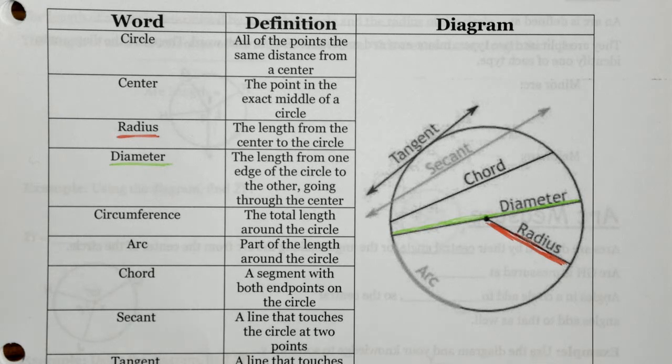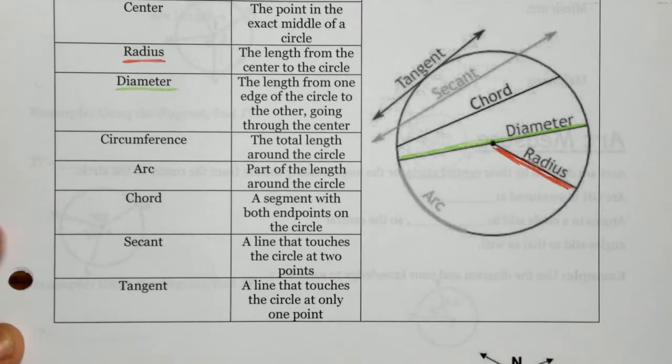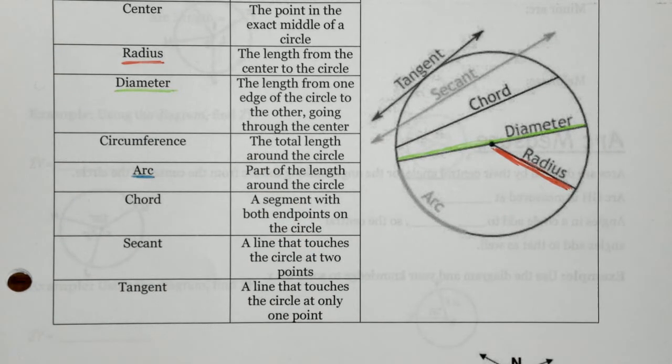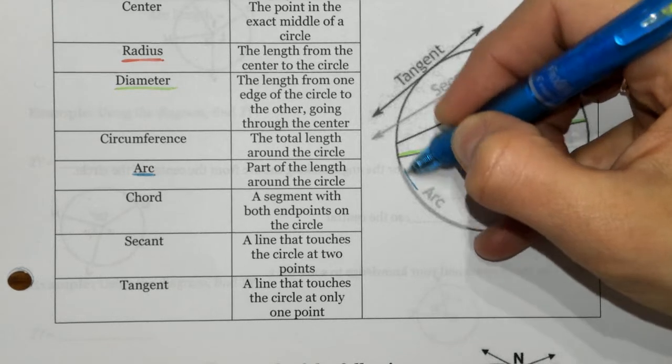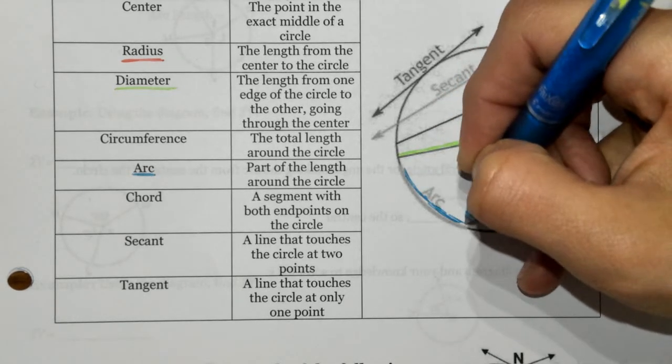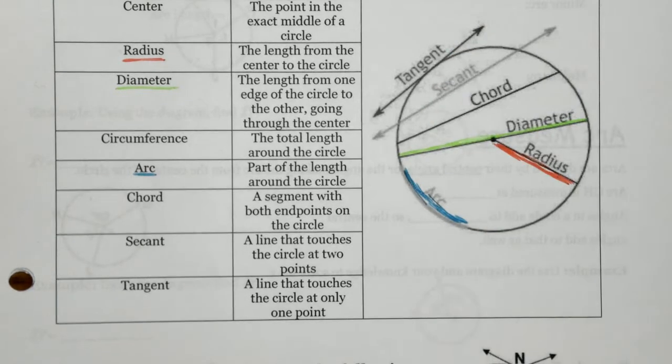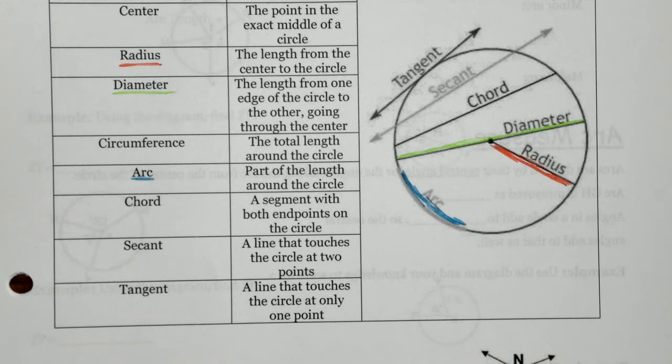The next 4 are going to be our new ones. We're going to talk about arc. Your arc is going to be part of the length of this circle. Okay, so part of that circumference, part of that line that we draw that creates that circle. If we look over here, you can see the arc is labeled and it's kind of shaded, but it's just right there. It's just part. Just taking out a little piece of that circle.